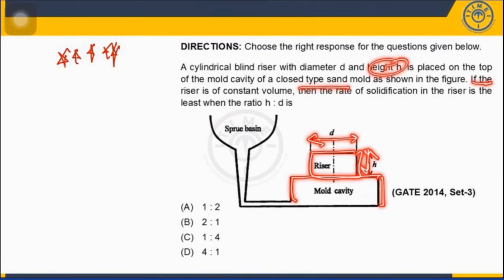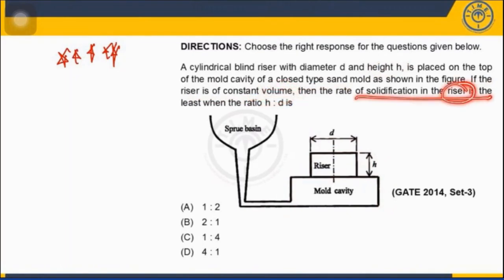If the riser is of constant volume, it is given that the riser is having a constant volume. The rate of solidification of the riser you have to calculate. It is mentioned that the rate of solidification in the riser is least. That means the rate of solidification means the least solidification time. Solidification time will be least. What will be the ratio of h by d? H is the height of the riser and d is the diameter of the riser.